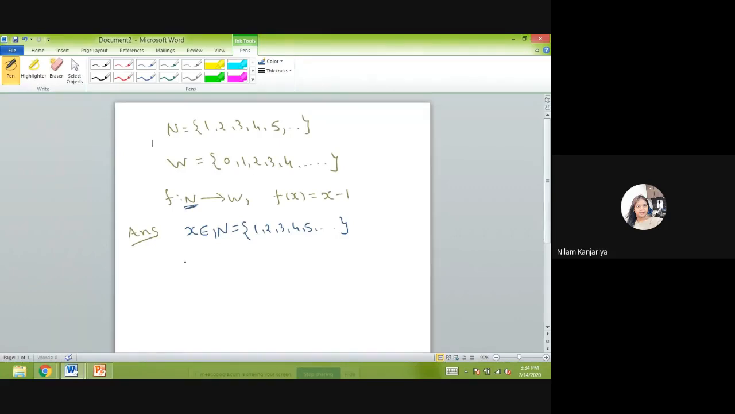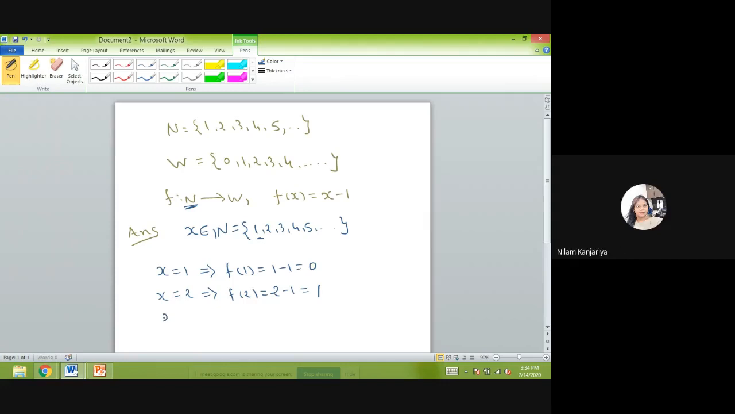So taking the value of x from the domain. Taking x is 1. So x is 1, so the function becomes, putting x equal to 1 in the function, 1 minus 1 is 0. Second element x from the N: f of 2 will be 2 minus 1, it's 1.